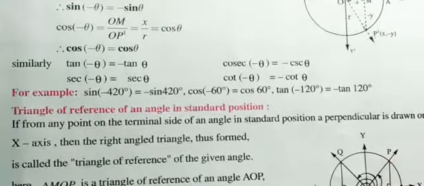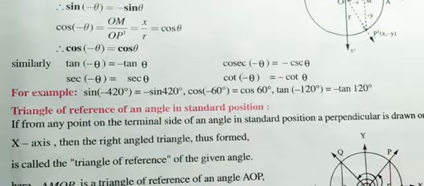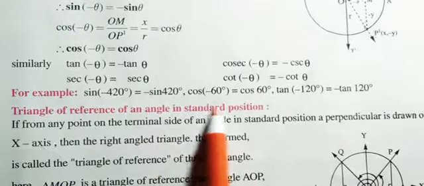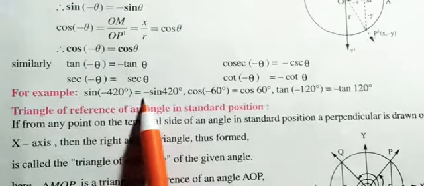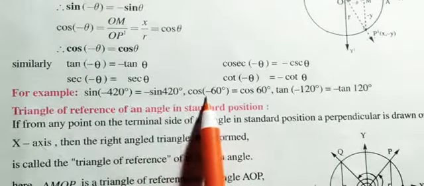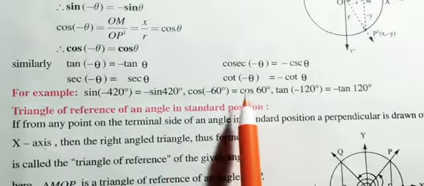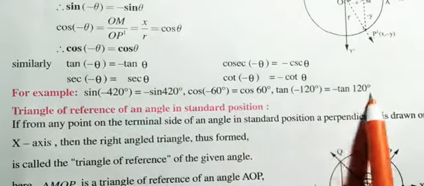Next, here some examples are given. The sine of minus 420 is equal to minus sine 420. Cos of minus 60 is equal to plus cos 60.